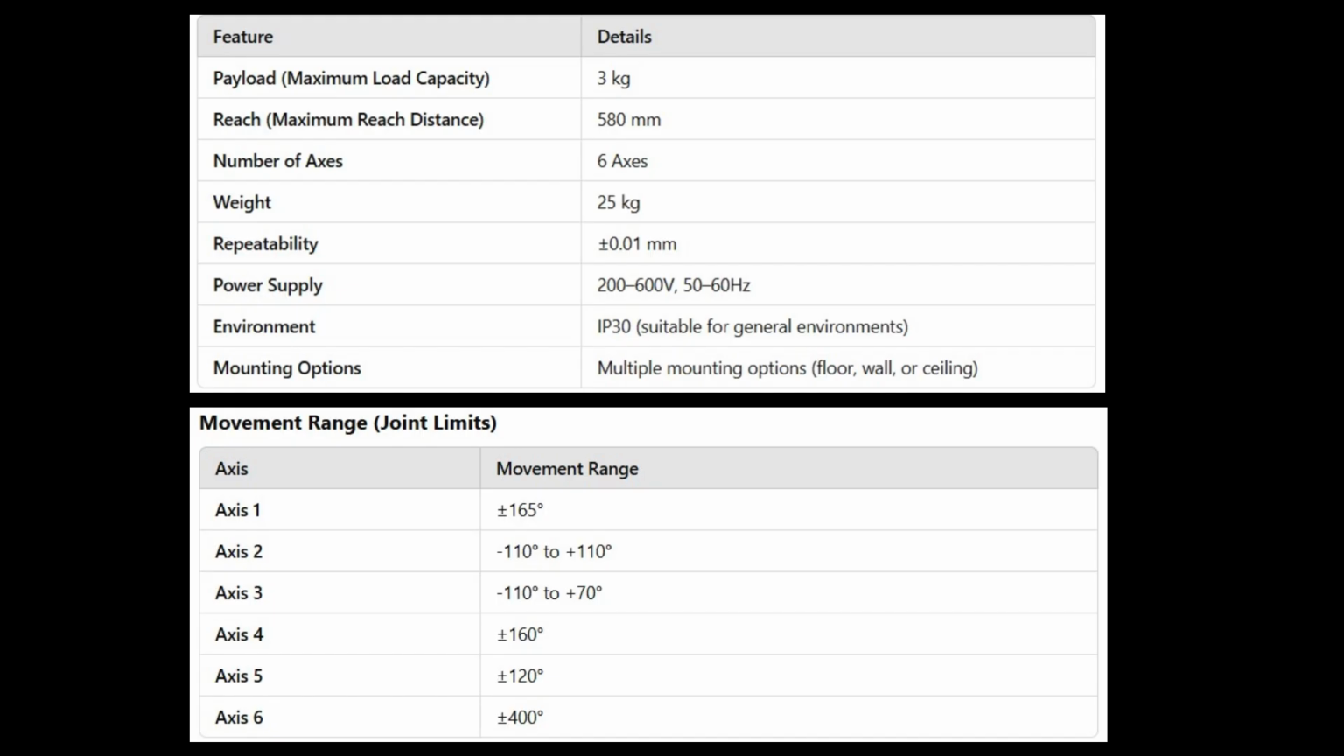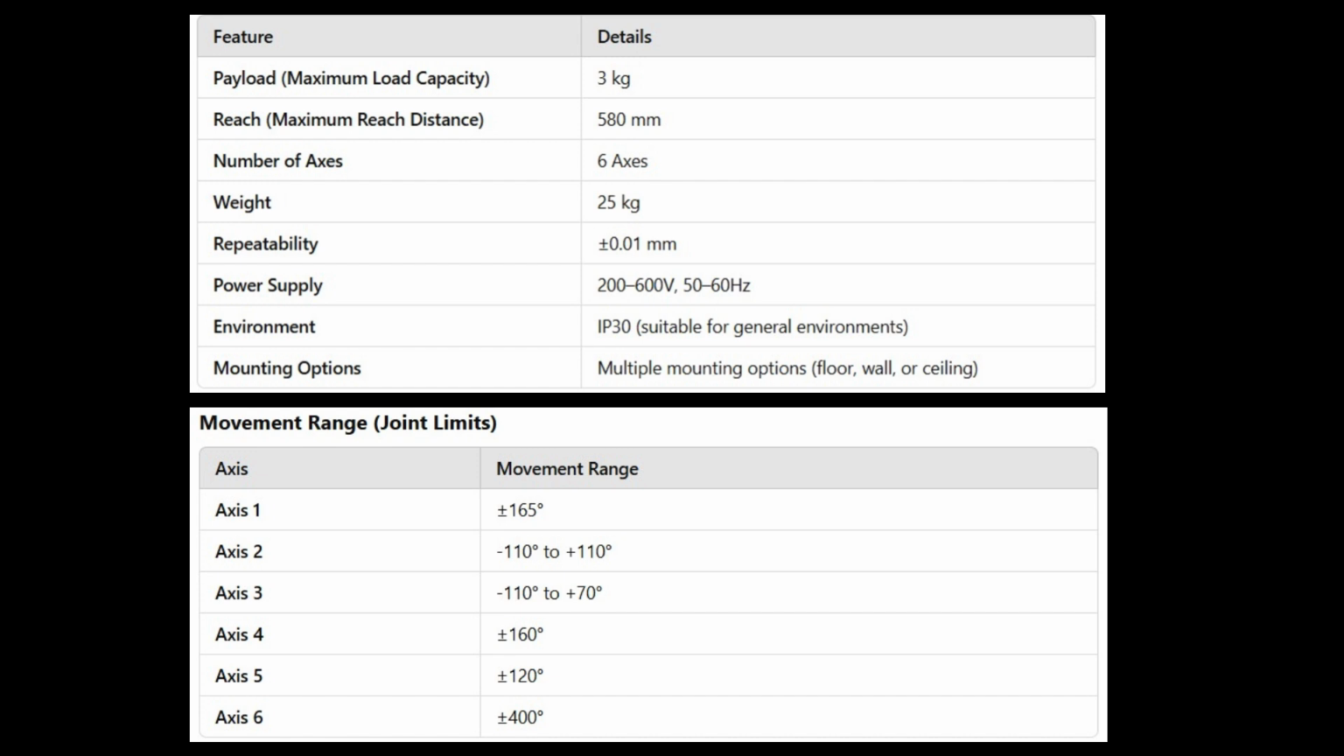The ABB IRB 120 robot has the following specifications. It can handle a maximum payload of 3 kilograms and has a maximum reach of 580 millimeters. The robot features 6 axes of movement, enabling versatile and flexible operations. It weighs 25 kilograms, making it lightweight and easy to install. The robot achieves a repeatability of plus or minus 0.01 millimeters, ensuring high precision in tasks.